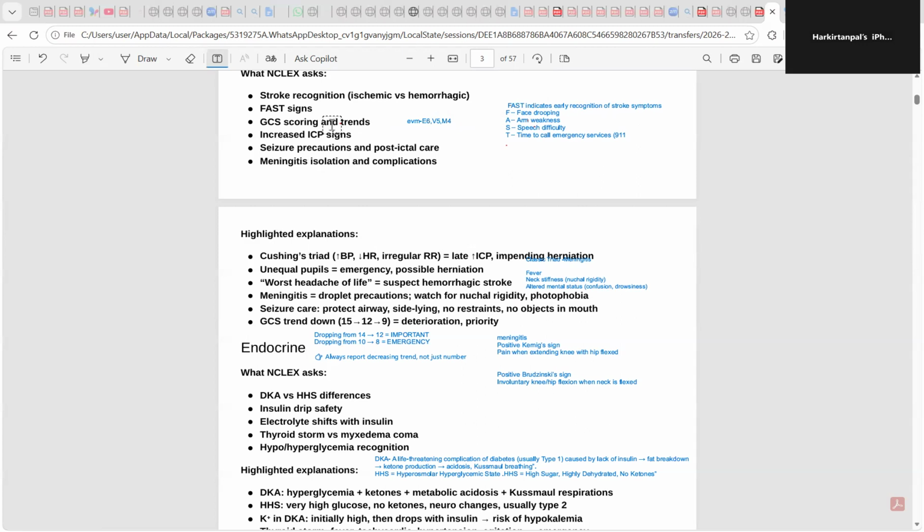Next we can check for the signs of increased ICP. The Cushing triad is the important sign for increased ICP. That means hypertension, bradycardia and irregular respiration. These are the triad, meaning three symptoms: increased BP, that means hypertension, bradycardia and irregular respiratory rate. That is the important sign for increased ICP.